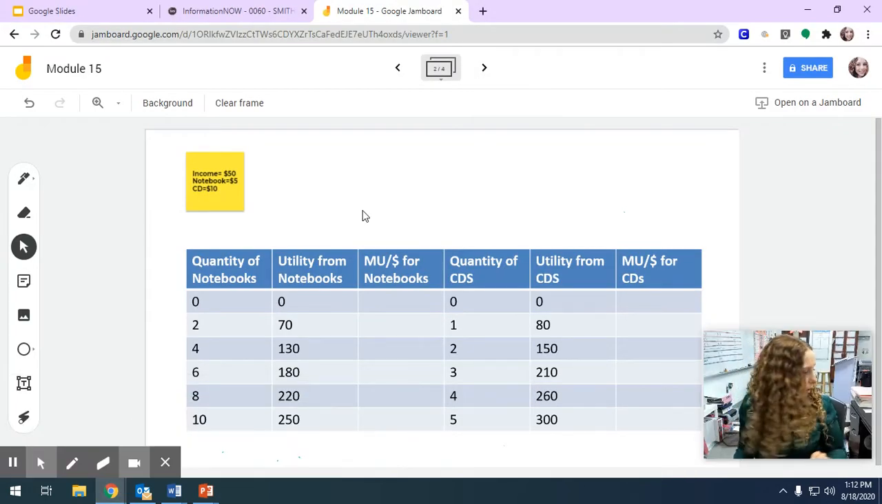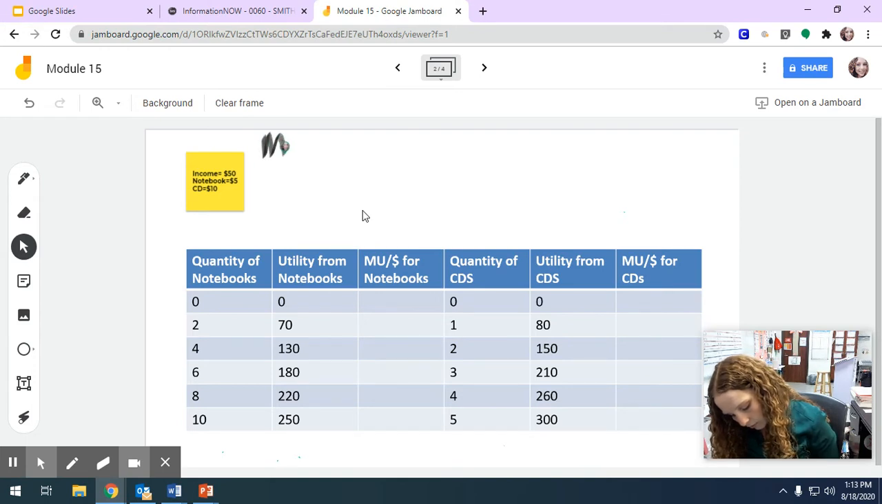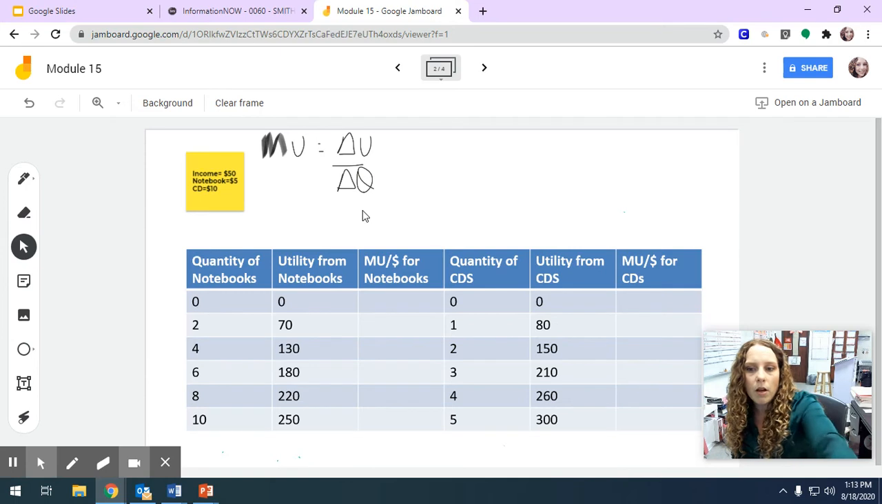Okay, so let's go back over to our example here. Same example we had before, but now we're going to do it with marginal utility per dollar. Remembering again that marginal utility is the change in utility, remember delta, the little triangle, means change, over the change in the quantity. Oftentimes the change in quantity is going to be 1, but notice this is one of few tricky examples where the quantity for the notebooks changes by 2. So just be aware of that.